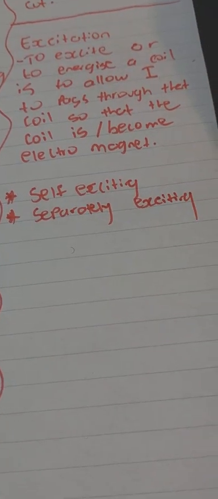And there are two ways to excite a coil. We have self-exciting and separately exciting machines. Okay, guys, so let's start with separately exciting. Remember, this topic is still about generators, right? So let's start with separately exciting generators. Okay, guys, a separately exciting generator consists of a battery or another generator.